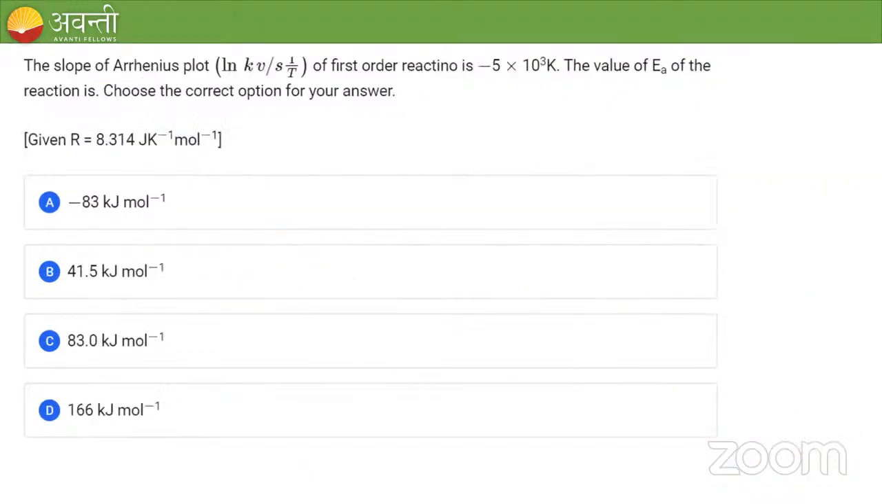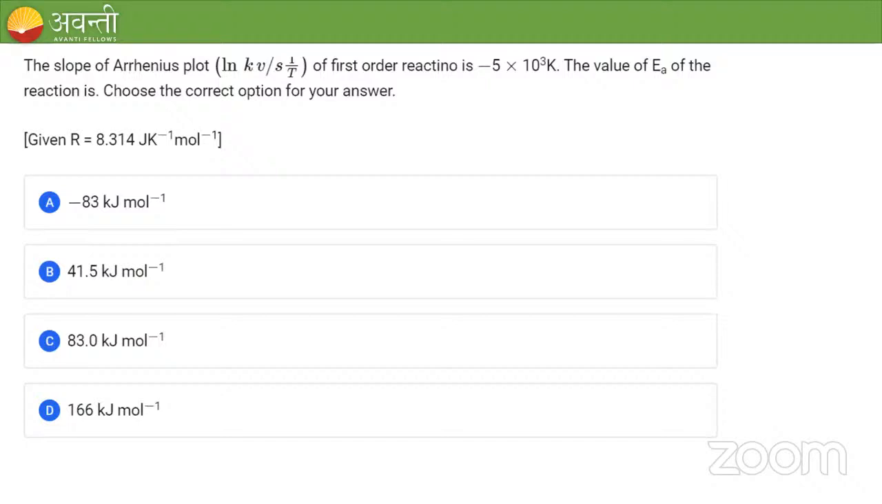The slope of Arrhenius plot, ln k versus 1 by T, of a first order reaction is minus 5 into 10 power 3 Kelvin. The value of activation energy of the reaction is. Choose the correct option for your answer. And R value is given to us. So this is a little bit lengthy, so I'll teach you how to solve this.